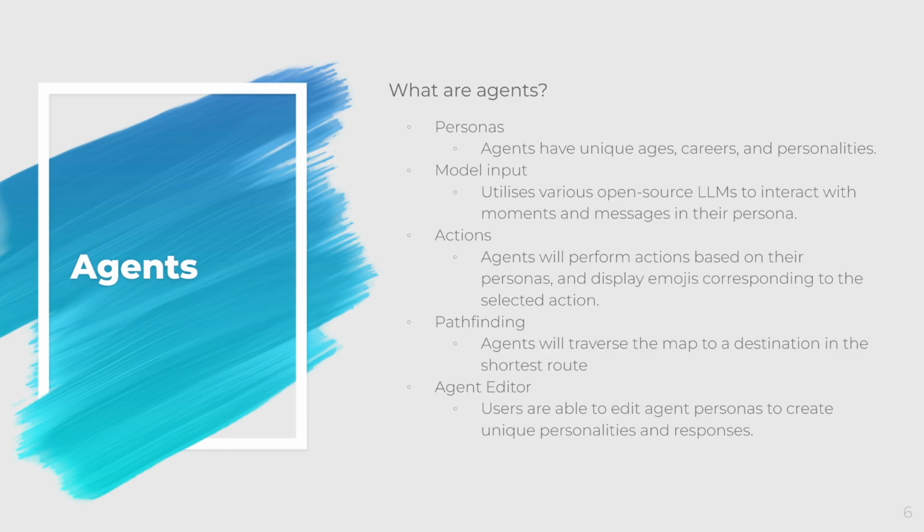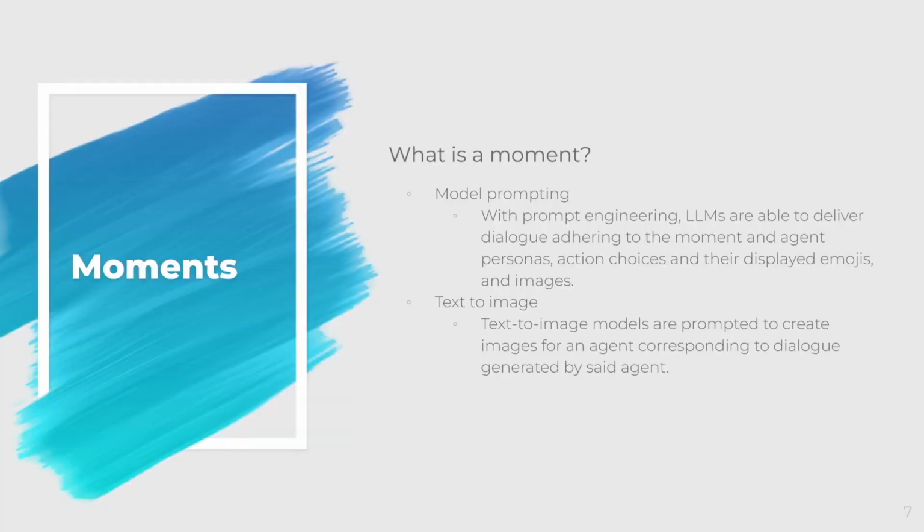The agents also use pathfinding, which is an A-star pathfinding algorithm, to traverse to a destination in the map in the shortest route possible. And there's also an agent editor, which allows users to either edit the original agents or create their own as well. As mentioned previously, moments are also a pretty big part of the project. Agents are able to play out these moments.